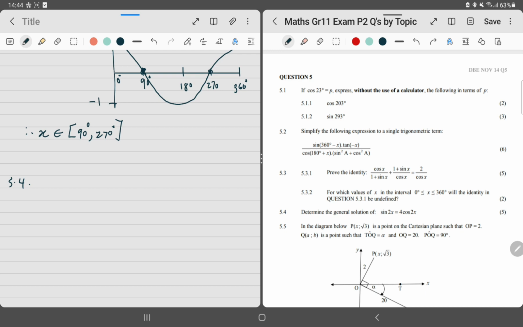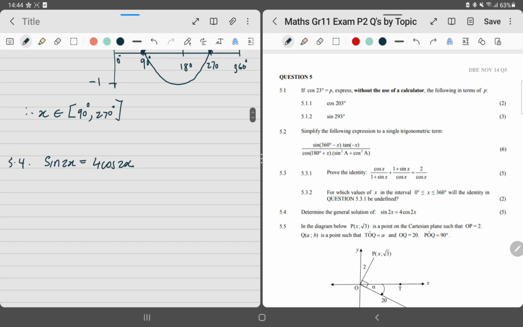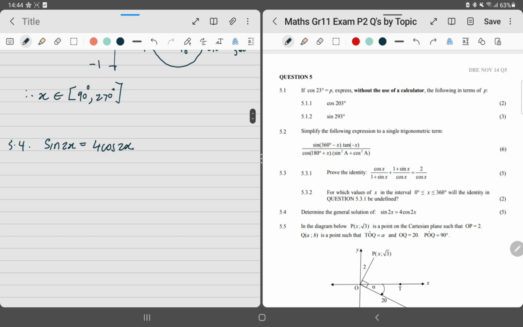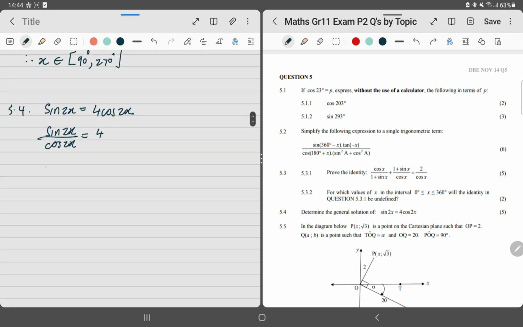5.4. Determine the general solution. So sine 2x is equal to 4 cos 2x. And then you're just going to divide by cos 2x on both sides. So we'll be left with sine 2x over cos 2x is equal to 4. This is tan 2x equals 4.